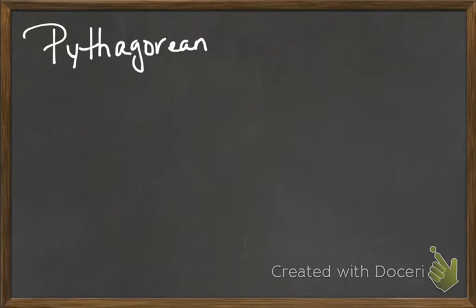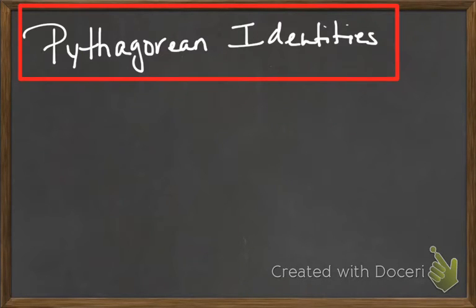One more thing, the Pythagorean identities. This is something else that we have to memorize. Okay? Looks a little bit like the Pythagorean theorem, but it's not. All right, so we have the Pythagorean identities. There are three of them.